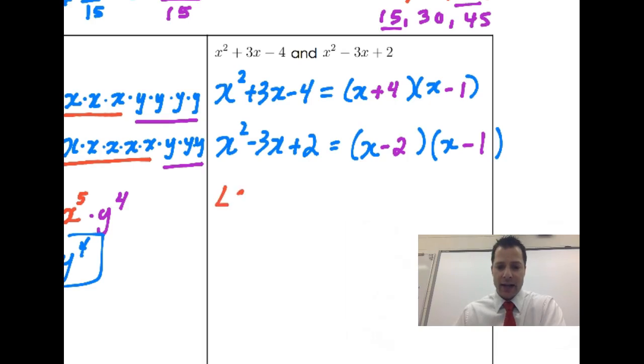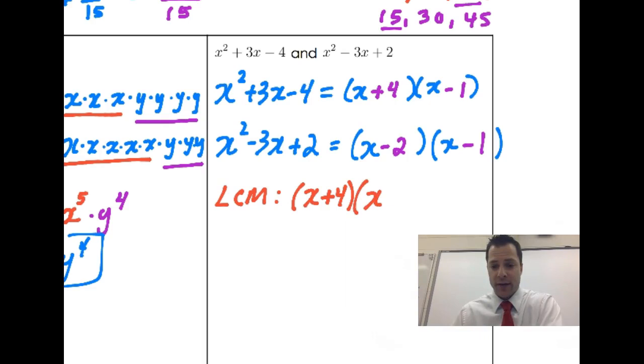So the LCM is all the factors listed. Notice how we have an x plus 4 and an x minus 1 here. So one of our factors is x plus 4. Both of them have an x minus 1 factor, so we only have to list that once. The second one has x minus 2, so that also has to be listed. You list all the different factors, and if the factors repeat, you take the largest power. That's how we find the LCM.